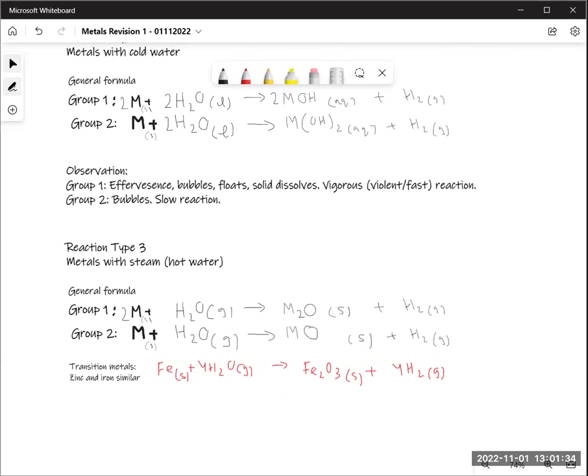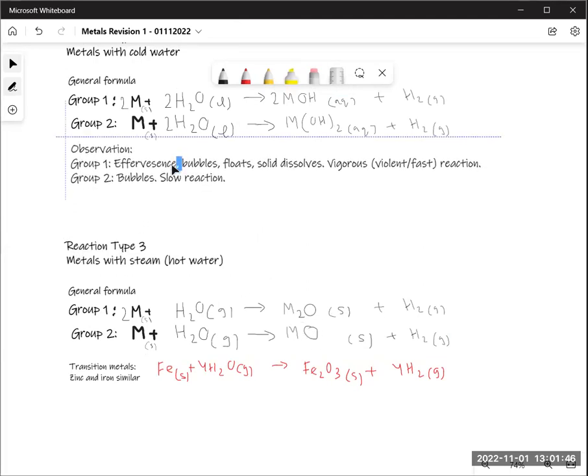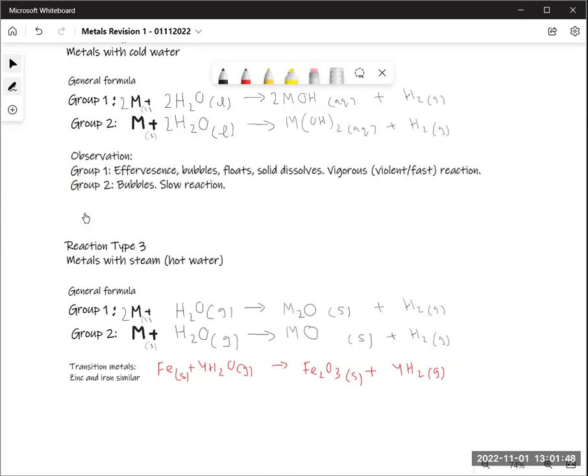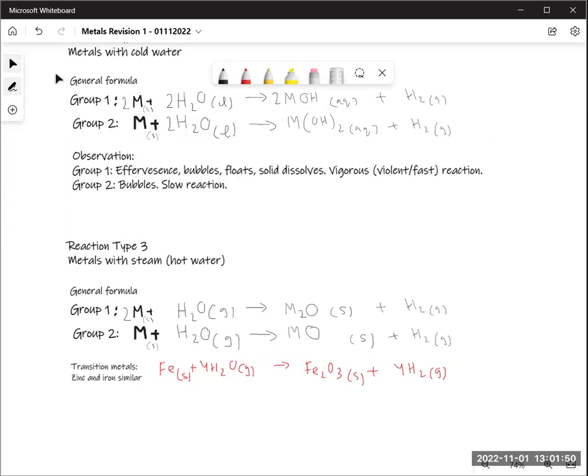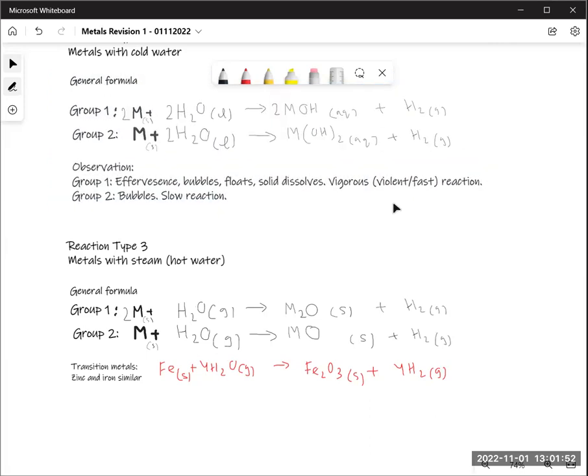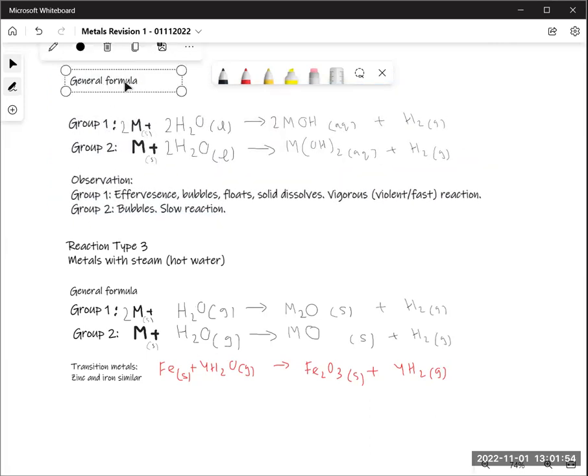Now, I hope you understand that with water, hydroxide is forming, right? With steam, an oxide is forming. I need you to add one more thing here, which is the word equation. Just a second. For both of these, you should add the word equation.